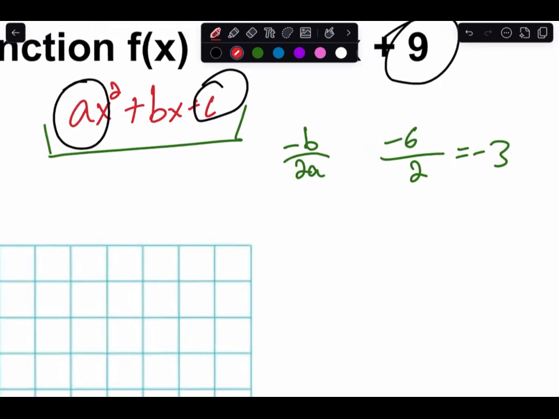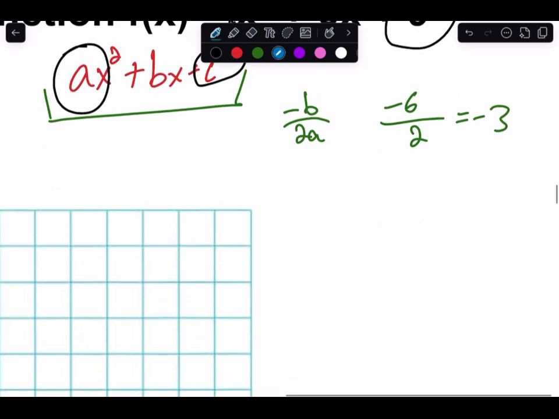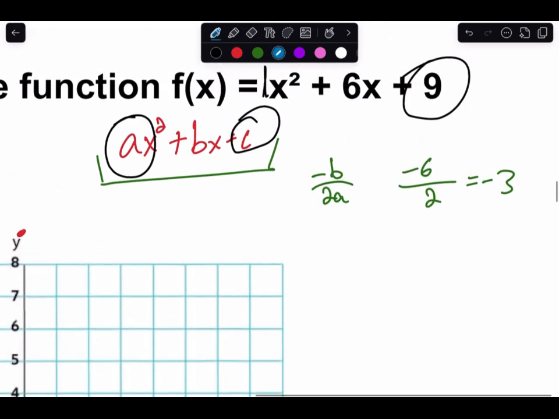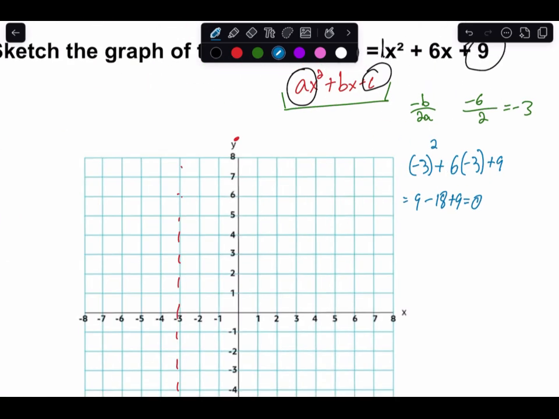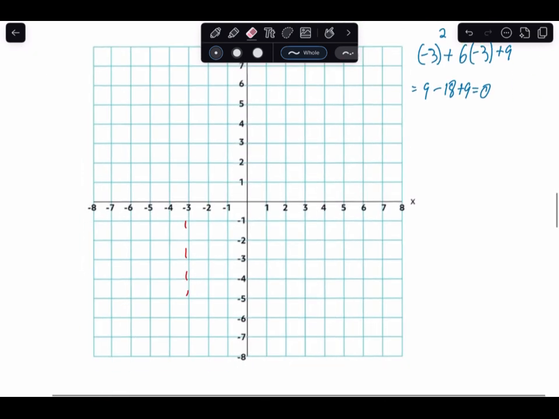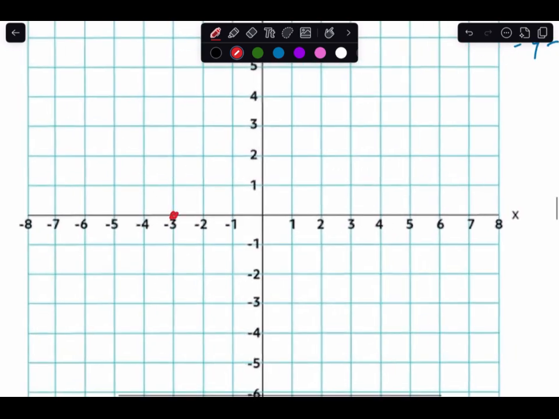So how do we find the y? It's simple. We just plug it back into the whole function, and we can get the y coordinate of that vertex. So negative 3 squared plus 6 times negative 3 plus 9. This simplifies to 9 minus 18 plus 9. That's 0. So that's our x-intercept. That's great. So we know that the vertex is over here.